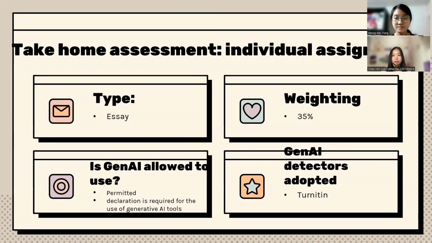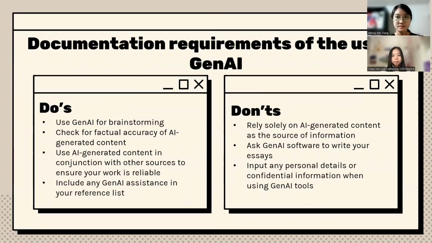One of the take-home assignments would be an essay-type individual assignment. It would weigh 35% of the course, and we are allowed to use Gen AI with the declaration. Turnitin, which is the Gen AI detector, would be adopted. We're allowed to use Gen AI for brainstorming ideas, checking factual accuracy, and in conjunction with other sources. We are prohibited from asking Gen AI to write essays.